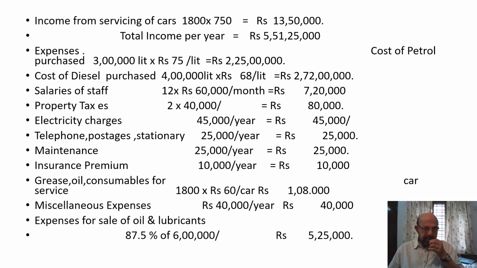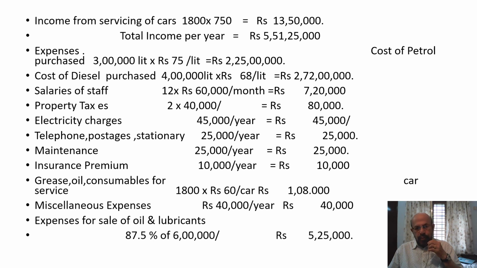Now the expenses. Cost of petrol purchased 3 lakhs into rupees 75 is equal to 2 crores 25 lakhs. Cost of diesel purchase 4 lakhs liters at rupees 68 per liter is equal to 2 crores 72 lakhs. Salaries of staff 12% of 60,000 per month is equal to 7 lakhs 20,000.